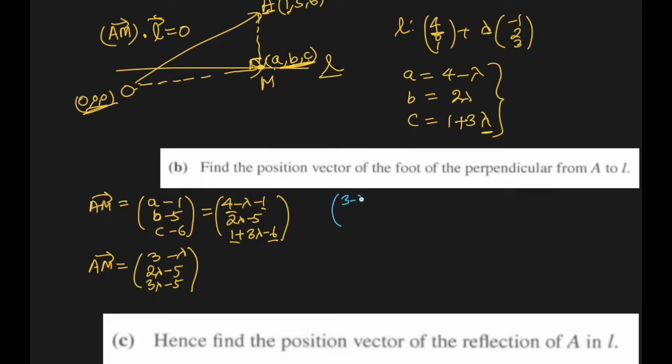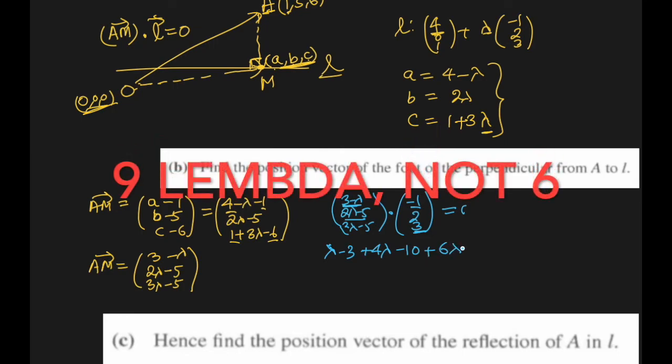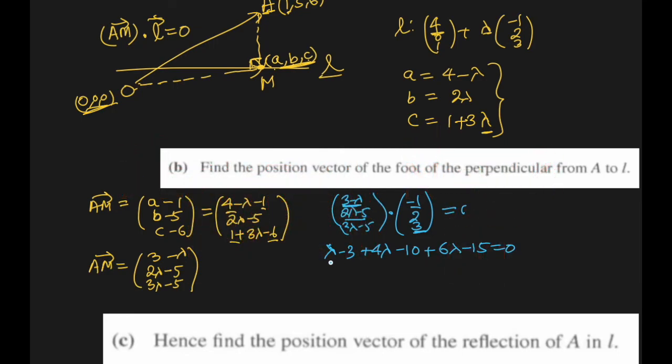3 minus lambda, 2 lambda minus 5, 3 lambda minus 5. This is AM dot minus 1, 2, 3. This is L. The dot product is 0. So, 3 minus lambda multiplied by minus 1 becomes lambda minus 3. 2 lambda minus 5 times 2 will be 4 lambda minus 10. 3 multiplied by 3 lambda minus 5, 9 lambda minus 15 is equal to 0.